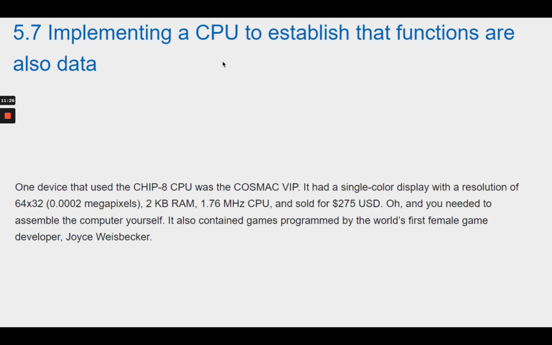One device that used the Chip-8 CPU was the Cosmac VIP. It had a single-color display with a resolution of 64 by 32, or 0.0002 megapixels, 2 kilobytes of RAM, a 1.76 megahertz CPU, and sold for $275 US. Oh, and you needed to assemble the computer yourself. It also contained games programmed by the world's first female game developer, Joyce Weisbecker.